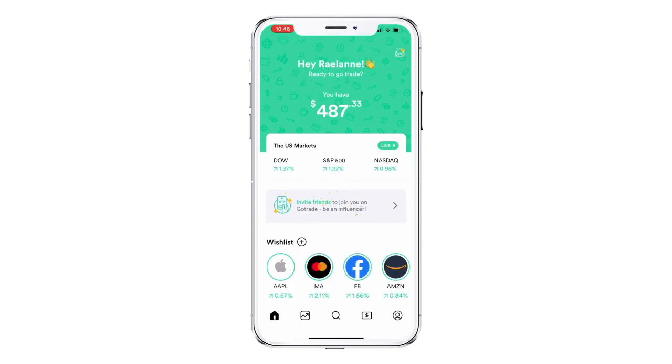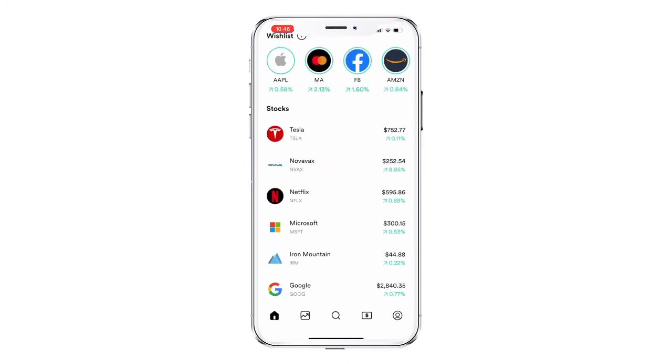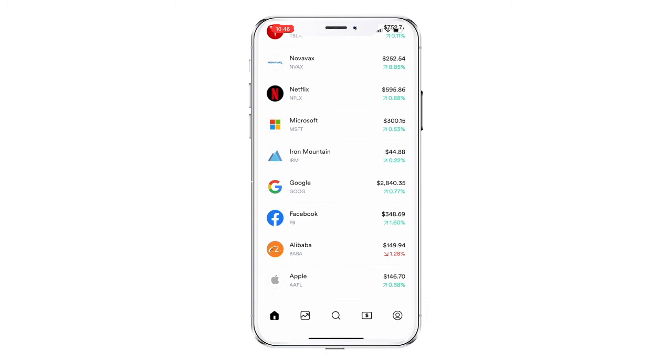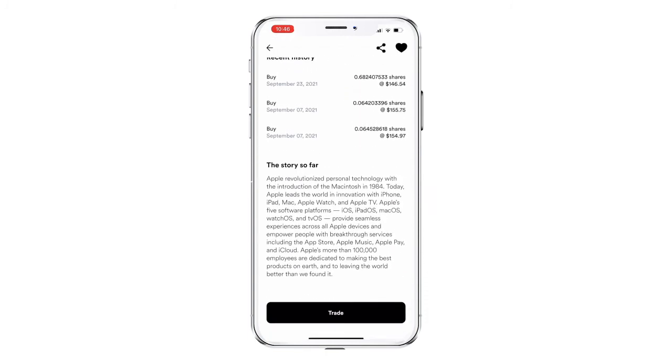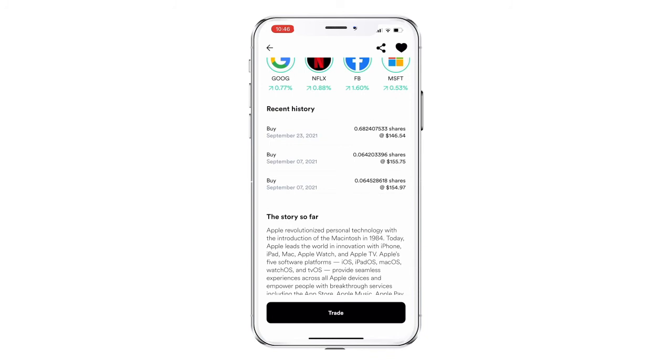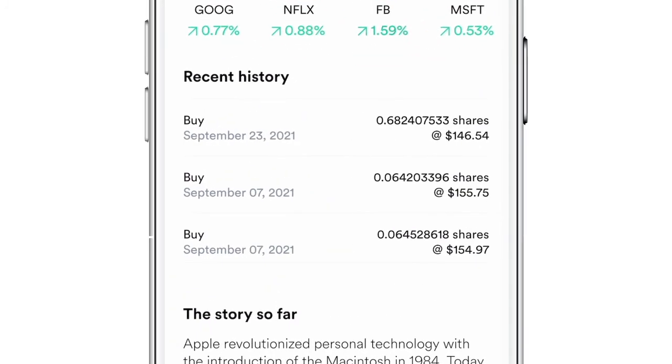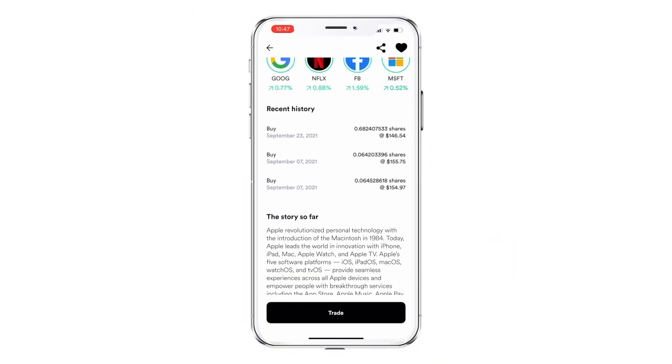Okay, it's 10:46 p.m. now and open na yung market. Tignan natin kung pumasok nga yung binili natin kanina. Let's go to Apple. And then, recent history. Yan. September 23, 2021. 0.682407533 shares at $146.54. Yan yung binili natin kanina. Okay, so ganun lang siya kadali.